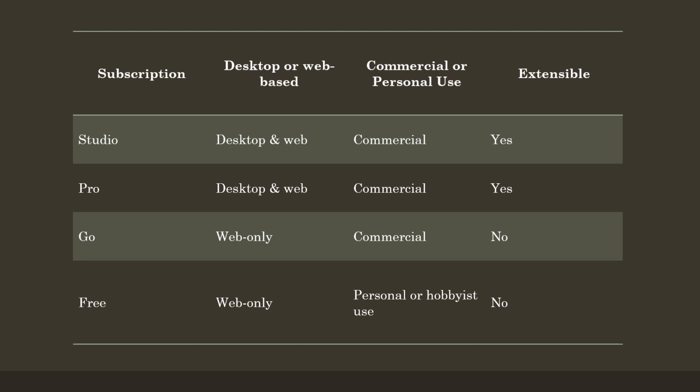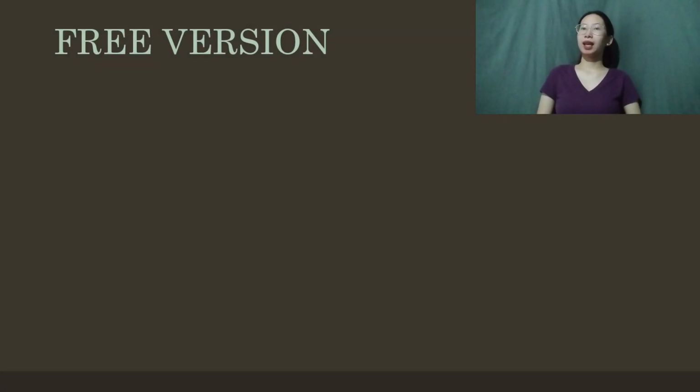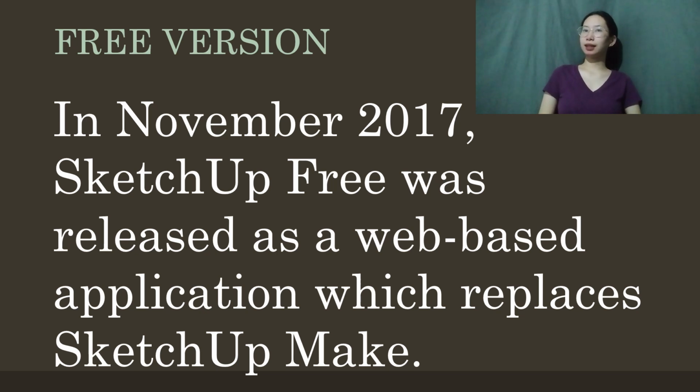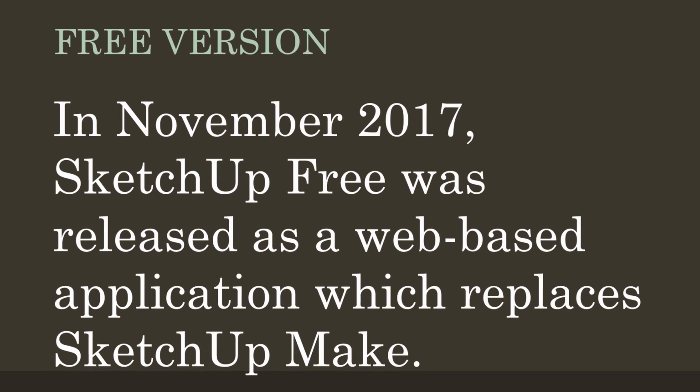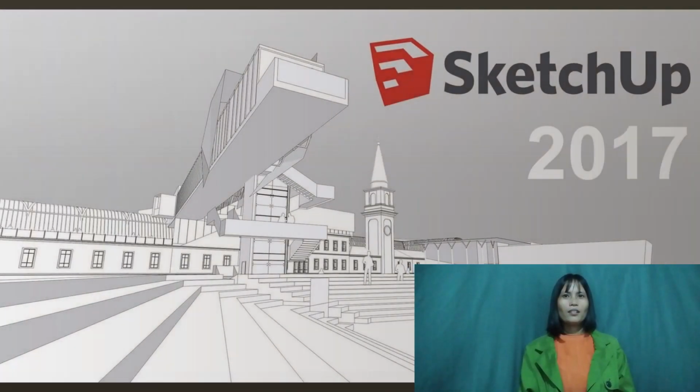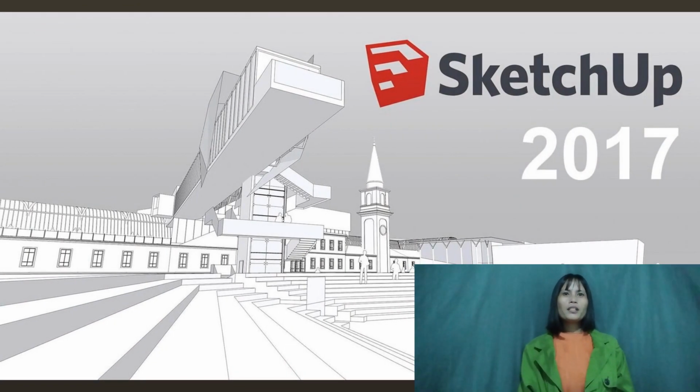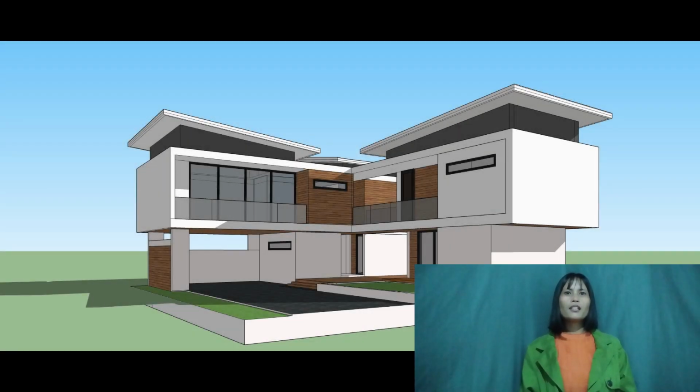Let's talk about the descriptions of the different versions of SketchUp. Free version. In November 2017, SketchUp Free was released as a web-based application which replaces SketchUp Make. Drawings can be saved to the cloud, saved locally as a native SKP file, or exported as an STL file. Compared to Make, SketchUp Free does not support extensions, creation, and editing of materials. The product is not for commercial use.